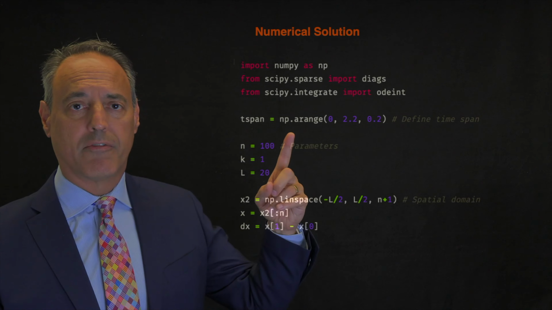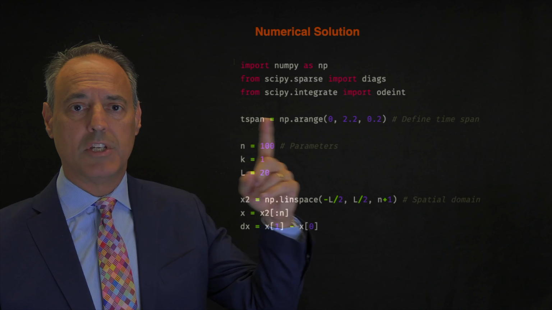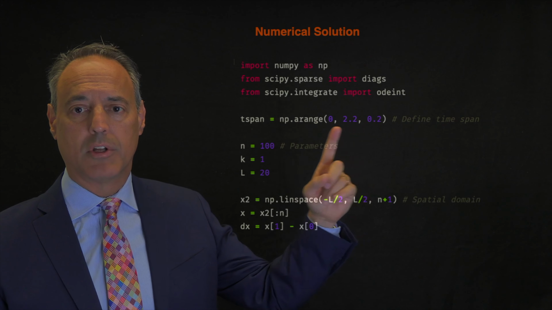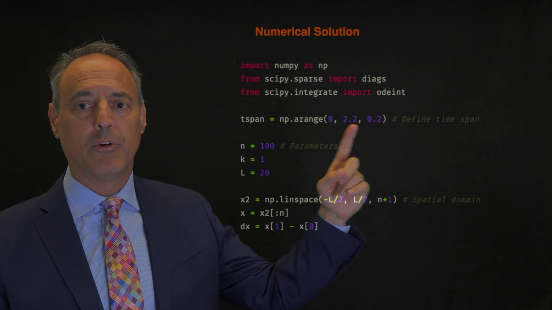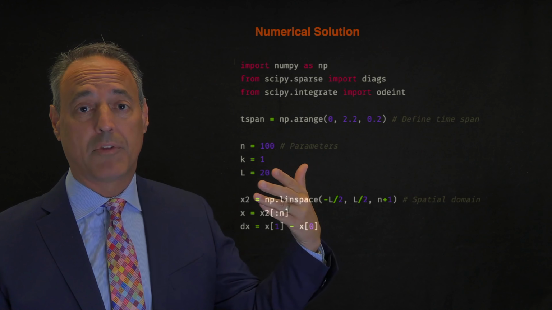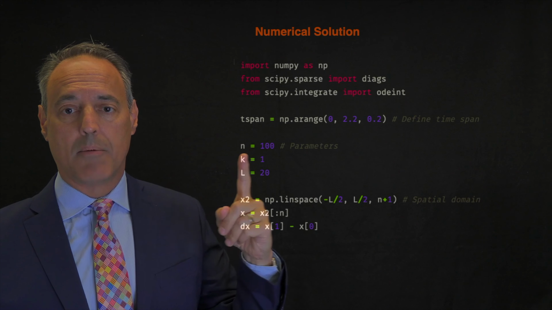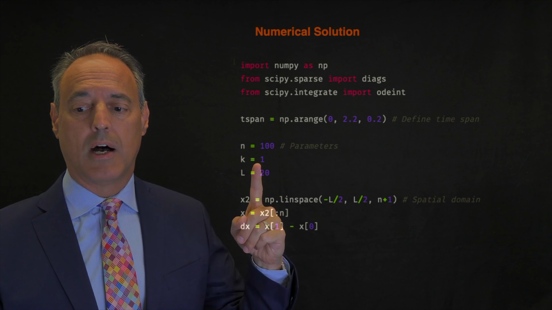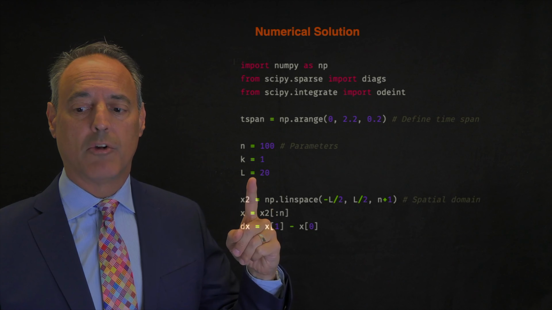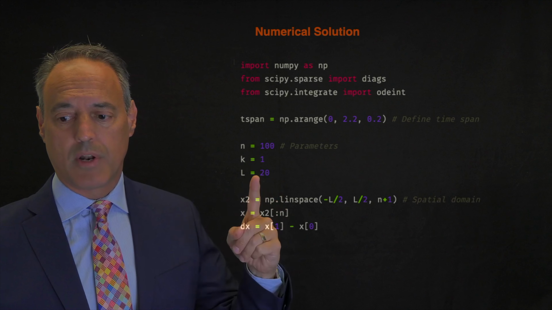So first you're going to define the domain, so some t-span on which I'm going to solve this from 0 to 2 in steps of 0.2, so this is where I'm going to write out the data. I'm going to break it up into 100 points. I'm going to pick the diffusion constant to be 1 and domain length to be 20. So this is what I've got here.